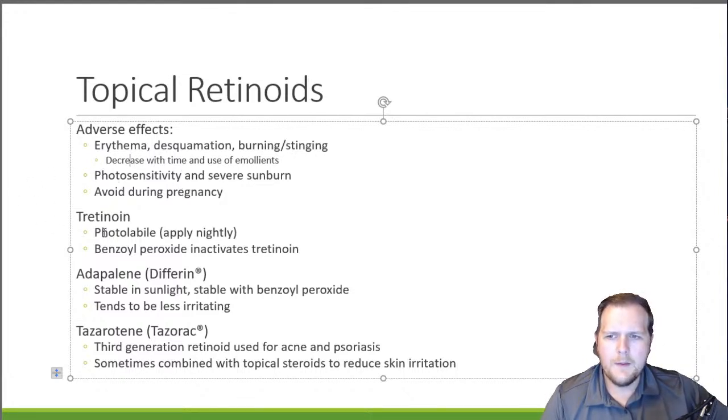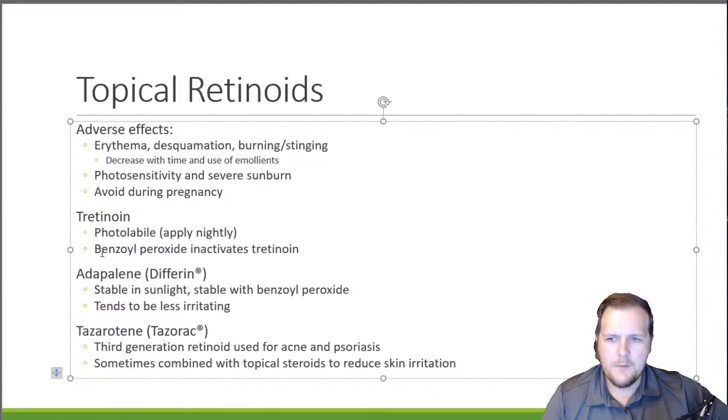So three main ones you're going to run into, as I mentioned, is going to be tretinoin. This one's actually photolabile, which means you don't want to put it on during the daytime because the sun's rays can actually inactivate it. So apply nightly. That can improve its benefits. You also don't want to use tretinoin at the same time as benzoyl peroxide, because the benzoyl peroxide will inactivate the tretinoin as well. So we may see patients using benzoyl peroxide in the morning and then tretinoin at nighttime, for instance, right?